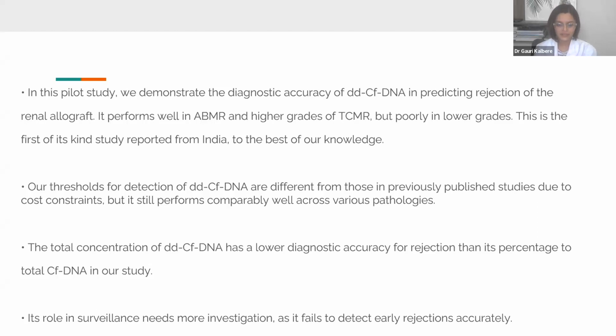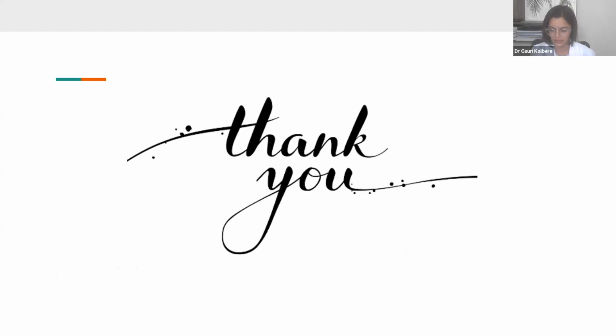Our thresholds for detection of donor-derived cell-free DNA are obviously different from those published in those studies due to cost constraints, but it still performs comparably well across various pathologies. The total concentration of donor-derived cell-free DNA has lower diagnostic accuracy for rejection than its percentage of total cell-free DNA in our study. This was similar in other studies as well; the discriminatory value increased once we took it as a fraction of donor-derived cell-free DNA upon total cell-free DNA. Its role in surveillance needs to be investigated more, as it fails to detect early rejections accurately. Thank you.